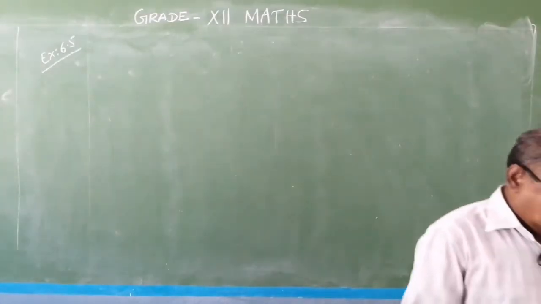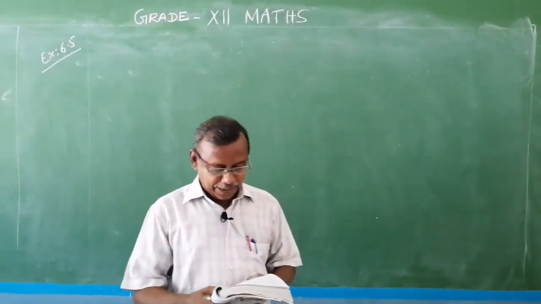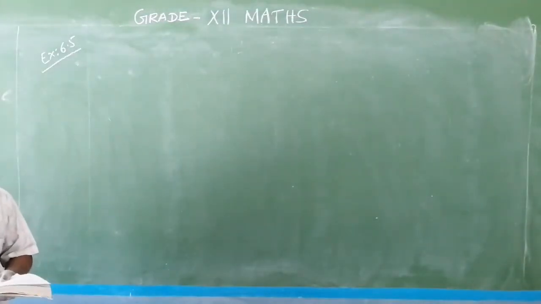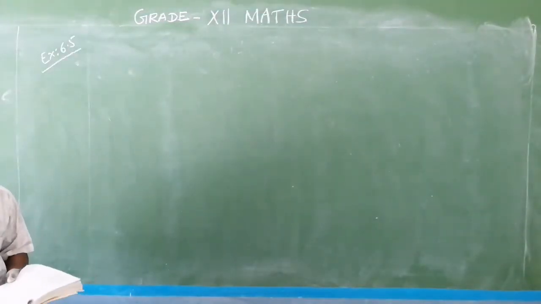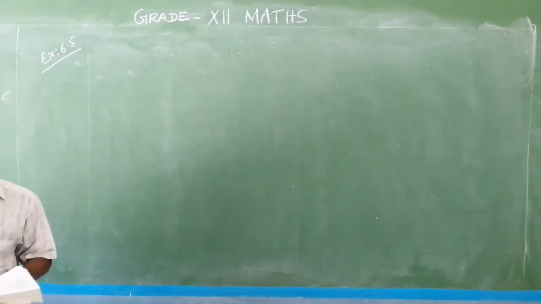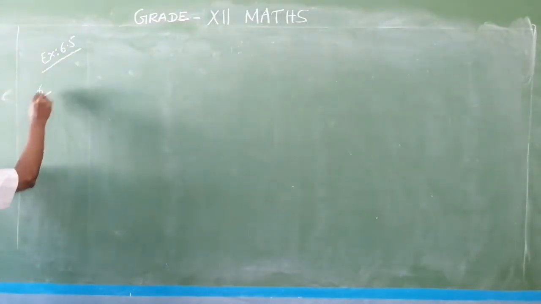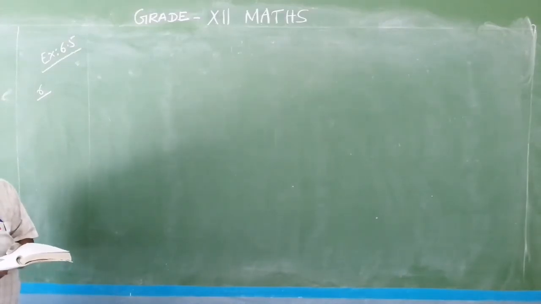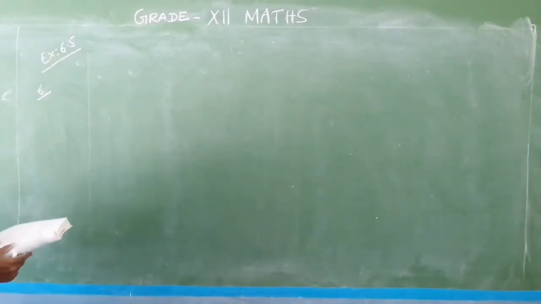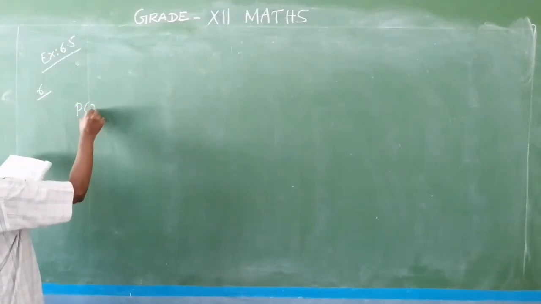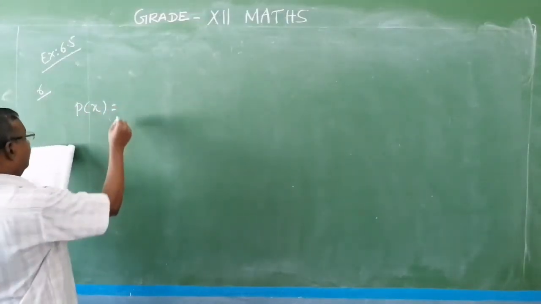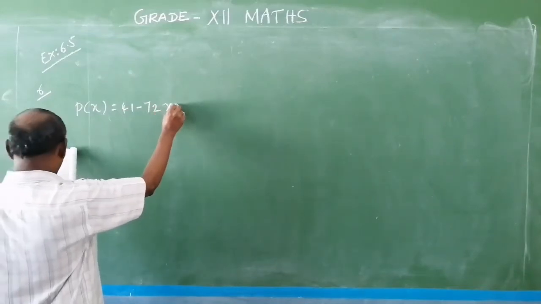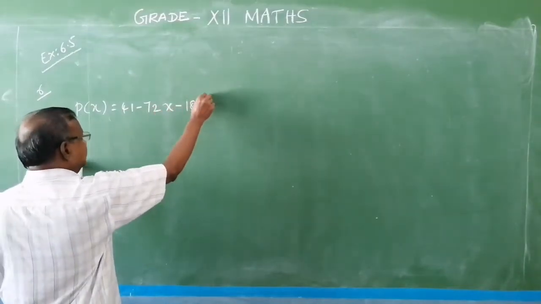Now question number 5 is finding the absolute maximum. So it will be taught later, and let us go to the sixth one. Sixth one is a second derivative test. Now let us solve the problem number 6. Find the maximum profit that a company can make if the profit function is given by p of x equal to 41 minus 72x minus 18x square.